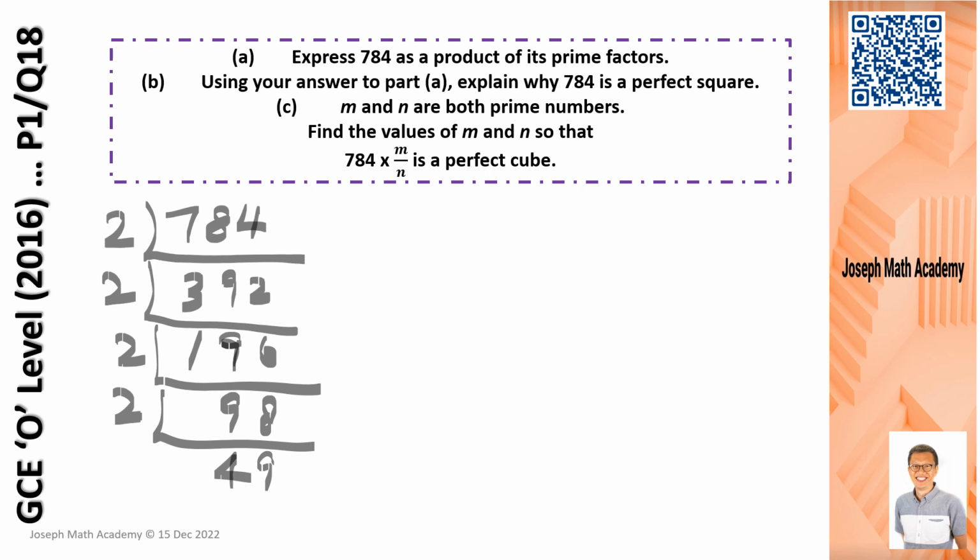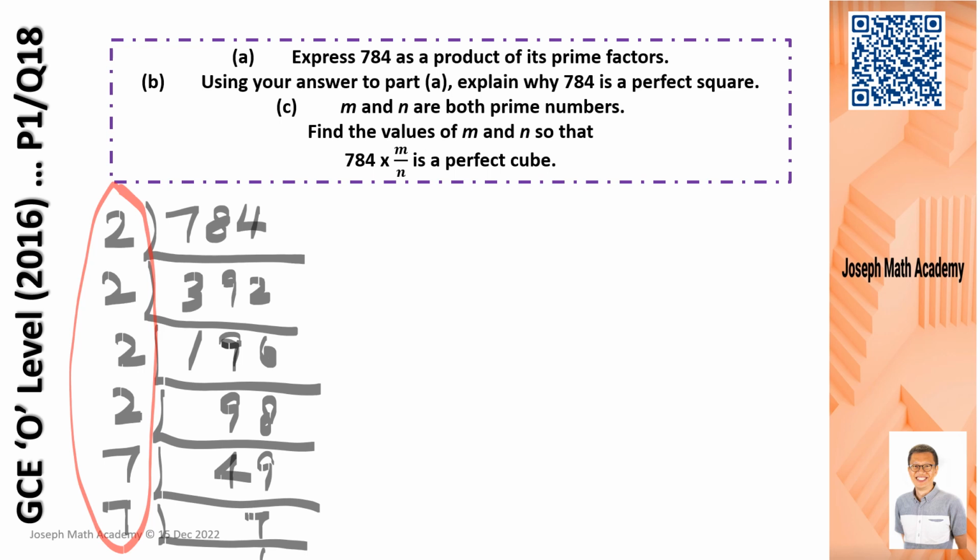And 49 is an odd number and it cannot be divided by prime numbers 2, 3, 5. So we have to move on to the next prime number, which is 7. And we can proceed until we arrive at 1. Remember, repeated division stops when we arrive at 1 in the final repeated division process. So over here, we have a list of prime factors. Let me write it down in index notation. So 2 to the power of 4, because 2 appears 4 times, and then 7 to the power of 2, or 7 squared, because 7 appeared twice.